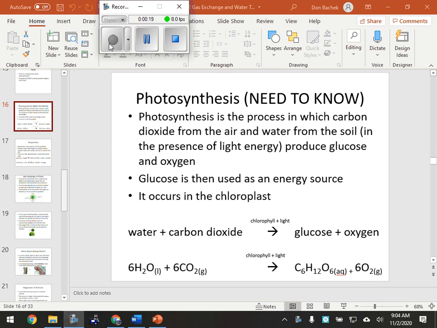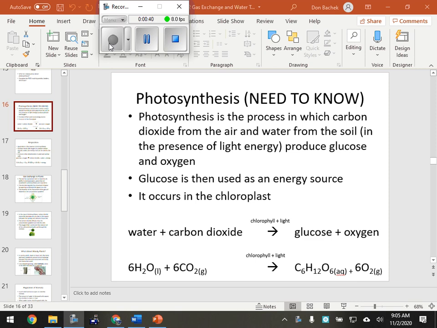So just a little recall on photosynthesis. This happens, of course, in plants only. Photosynthesis is the process in which carbon dioxide from the air and water from the soil, in the presence of light, produce glucose and oxygen. Glucose is then used as an energy source. Okay, so you can copy that down. And it occurs in the chloroplast.